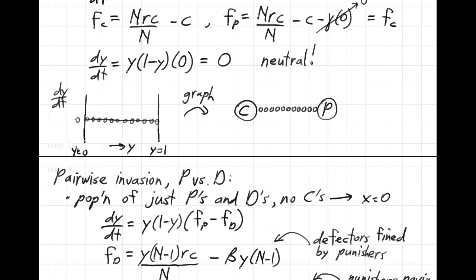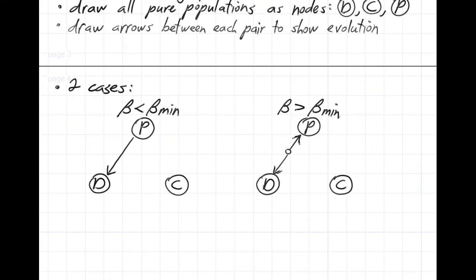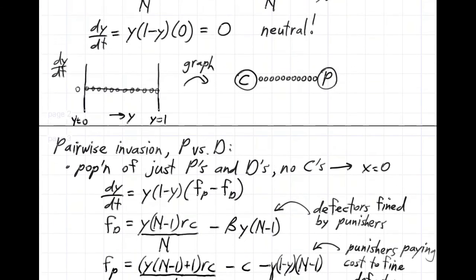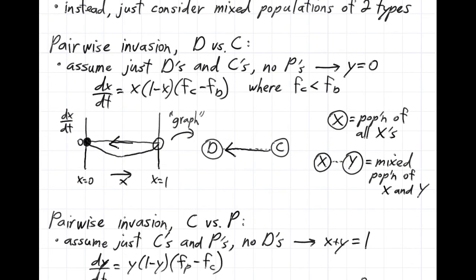Okay, here's another case. We have the nodes C and P, and the link between them is just a line of neutral stability. And that's true for both cases. And the first one we looked at was the link between D and C, and we saw it was just an arrow from C to D.